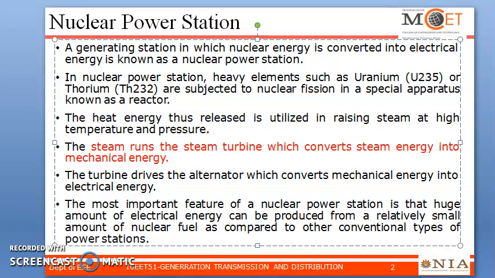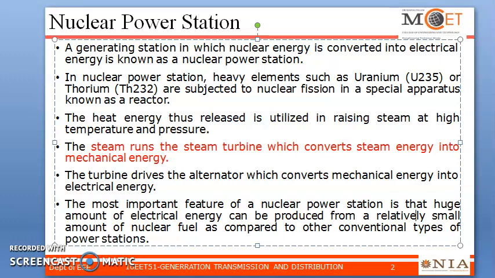The steam flows through the turbine. The turbine is a device that converts rotational energy into mechanical energy. The turbine is connected to the alternator. The alternator is a device that converts mechanical energy into electrical energy. After that, it distributes the power to the respective consumers. That is called the nuclear power station principle.